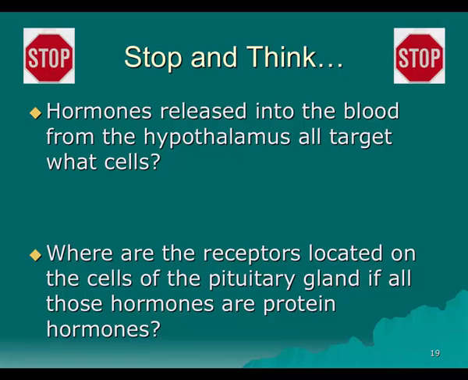Hormones released into the blood from the hypothalamus all target what cells? The anterior pituitary. Where are the receptors located on the cells of the pituitary gland if all of these hormones are protein hormones? Remember, protein hormones bind cell surface receptors, so all the receptors for the hypothalamic hormones are located on the cell surface of the pituitary gland.